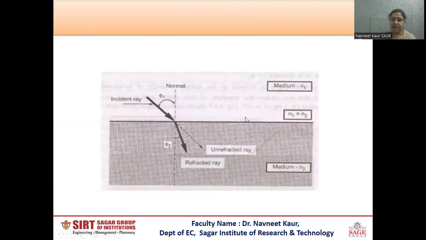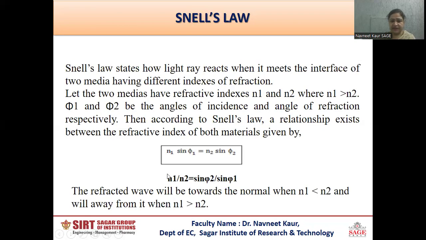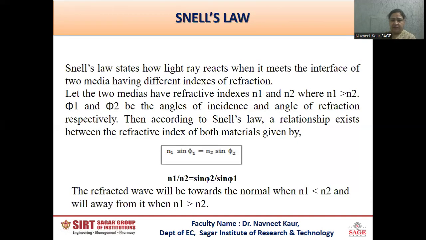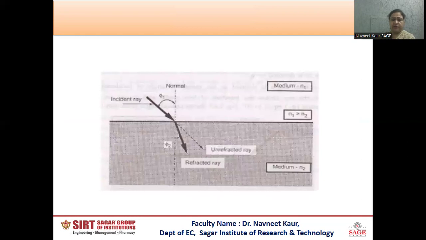Whereas, if n1 is greater than n2, to keep this ratio constant, phi2 will be greater than phi1. If phi2 is greater than phi1, that means this angle will increase. In that case, the light ray will bend away from the normal. So, here we conclude that if n1 is greater than n2, that means n1 is a denser medium and n2 is a rarer medium. So, when light travels from denser to rarer, the light will bend away from the normal.